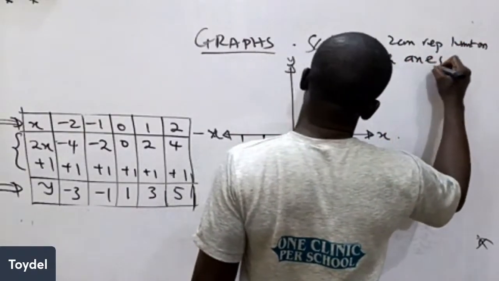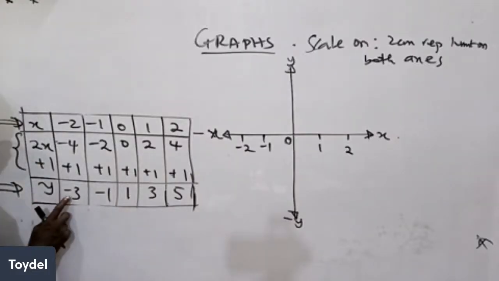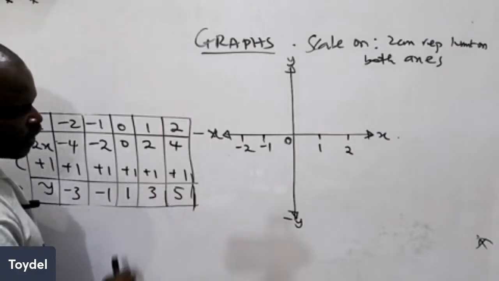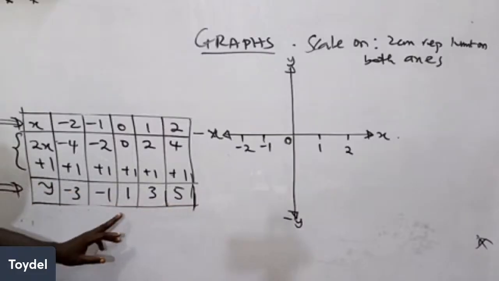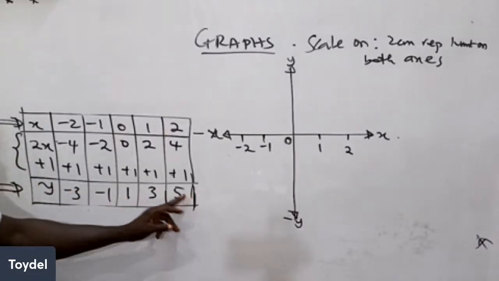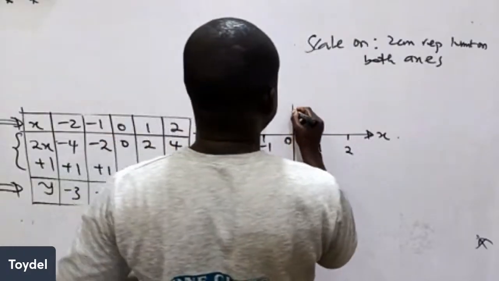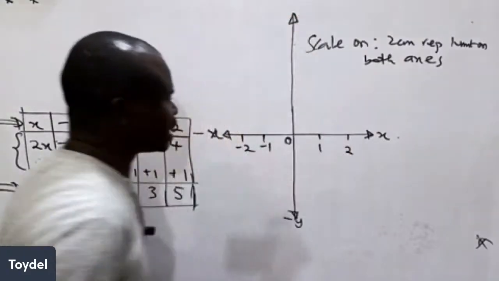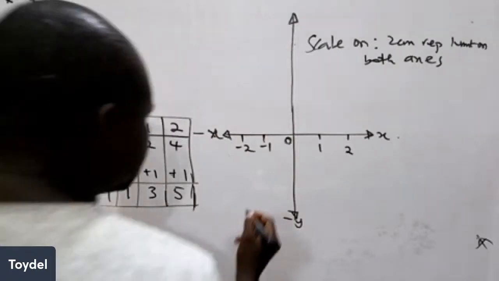Or you can use a different scale on x and a different scale on y. It is the scale that will help you. Whatever you use is what they're going to use to interpret your results. Then look at y. In the case of y, it starts from -3 to 5. Since this starts from -3, it shows that you have more points along the positive than the negative. So we extend the positive more than the negative, because we have enough values at the positive.